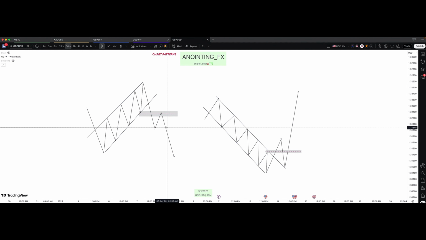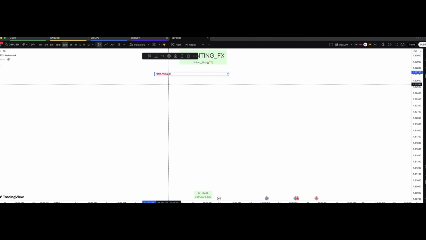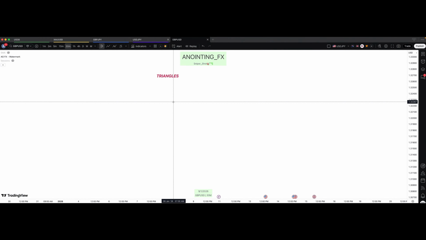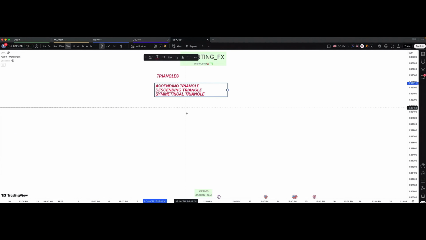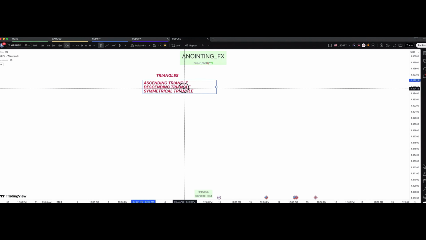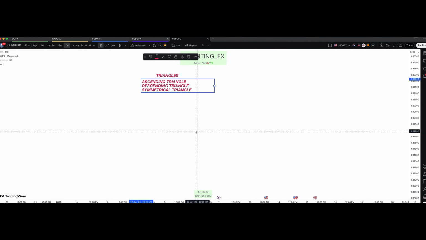Now let's look at triangles. They are also part of the chart patterns. With triangle, we have 3 types of triangle. The first one, we have ascending triangle, descending triangle, and symmetrical triangle. This one is very dicey when comparing it with the previous ones we have done.